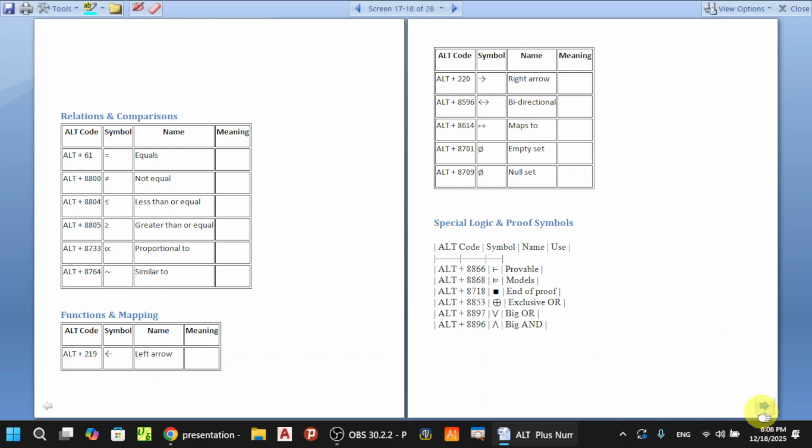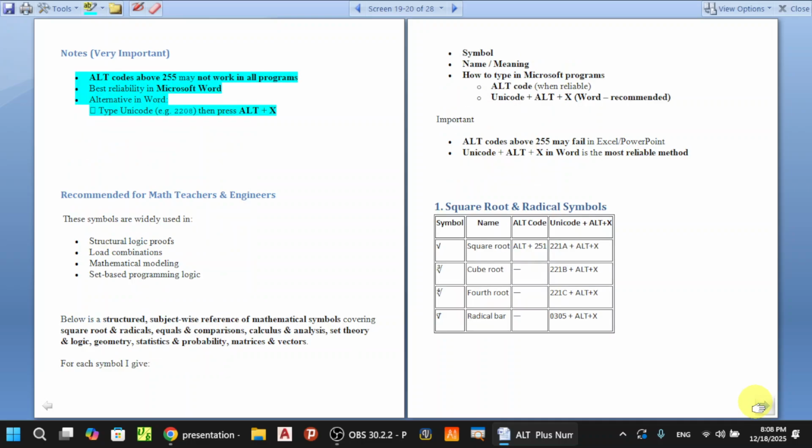So you can take a screenshot and copy, write, or prepare your own, or you can send me your email address, or your phone number if you want, so that I can send it to you through Telegram or the like. So this is all about these shortcuts.